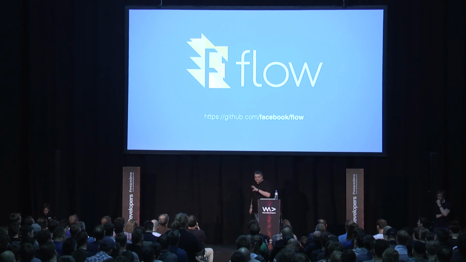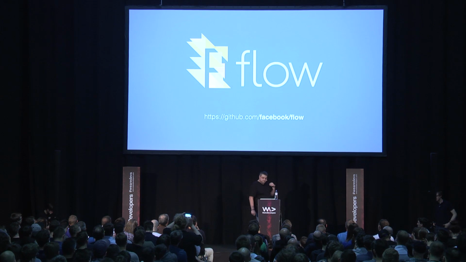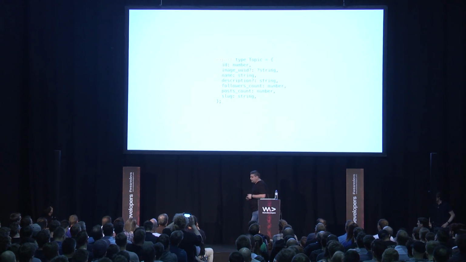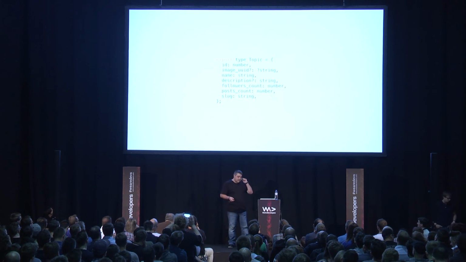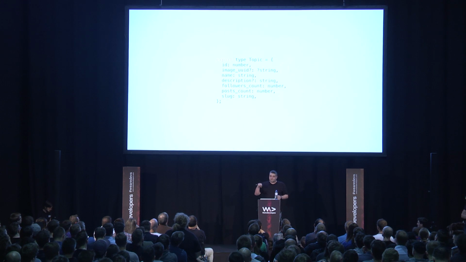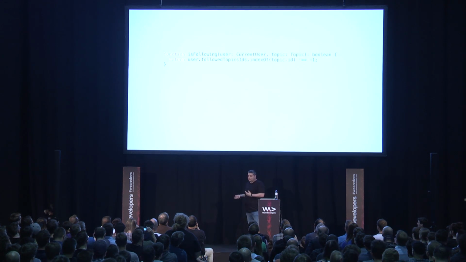It's by Facebook, and it adds a type system on top of JavaScript. So you can do stuff like that. You can define a type, and this type, you can say, OK, I have these fields. The ones with question marks mean they can be null, or they cannot be null if they don't have a question mark. So how do you use Flow?